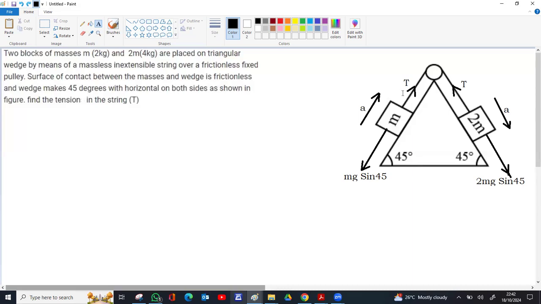That means if you consider m, the tension force is greater than mg sin 45. If you consider 2m, 2 mg sin 45 is greater than tension, because acceleration always happens in the direction of the greater force. The acceleration is downward, so this is the greater force. The acceleration is upward, so tension is the greater force. Now consider mass m. When two forces act in opposite directions, the net force will be the greater force minus the smaller force. The net force on mass m, F1, equals the greater force T minus the smaller force mg sin 45.